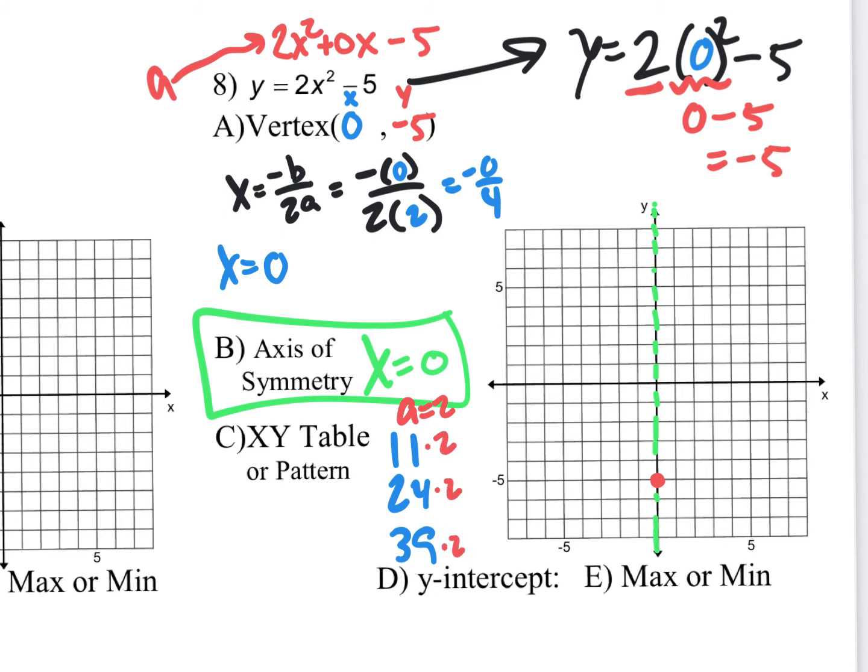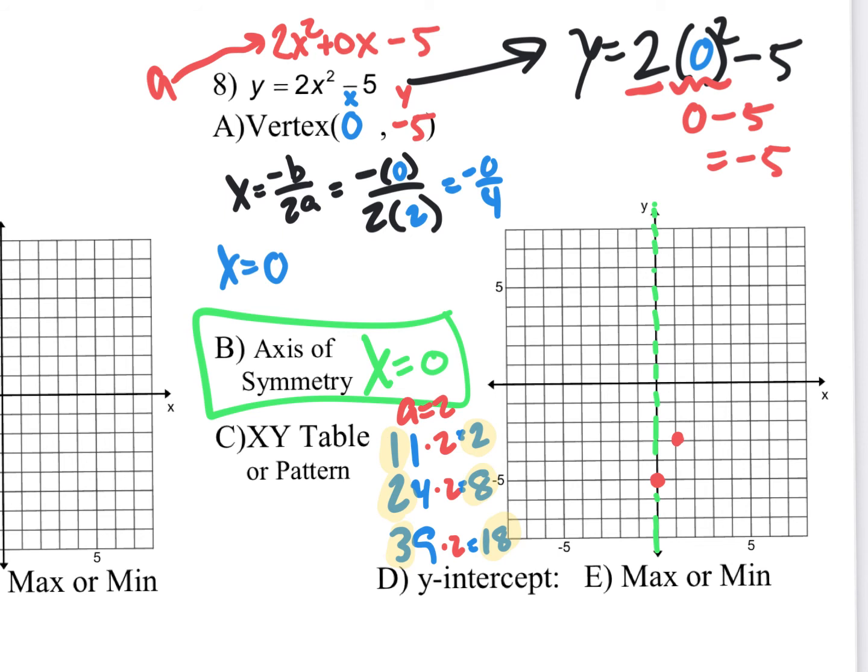Instead of 1, 1, it'll be 1, 2. Instead of 2, 4, it'll be 2, 8. Instead of 3, 9, it'll be 3, 18. So this is your new pattern: 1, 2, 2, 8, 3, 18. Obviously, we won't be able to use all those. Let's go to the vertex and go 1 over and 2 up. Put a dot right there.